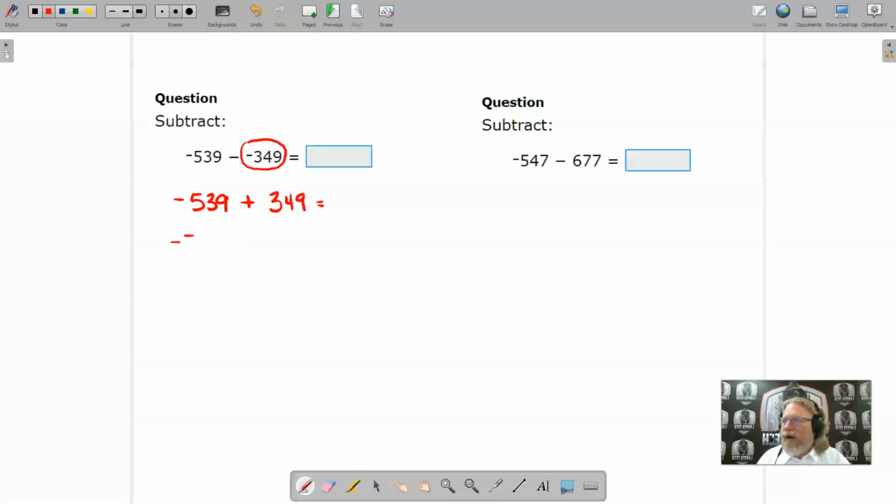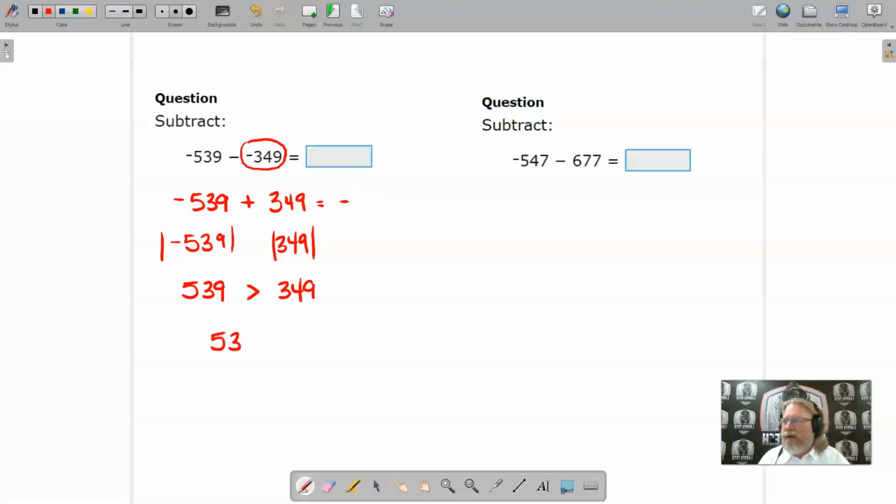The absolute value of negative 539 is going to be a positive 539. And the absolute value of 349 is going to be, well, 349, right? Absolute values are always positive. In this case, 539 is greater than 349, so the negative is going to win out. So our answer will be negative. And since they are different, we need to subtract those.